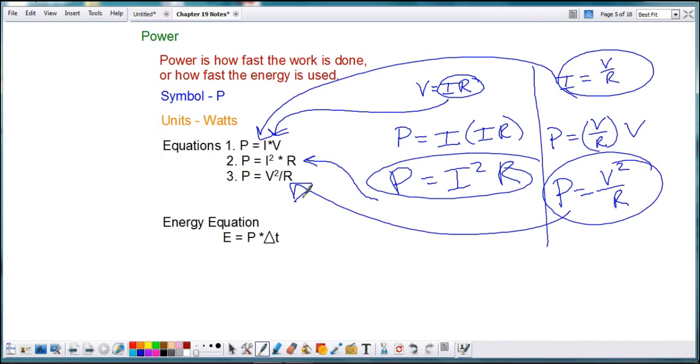Now, another thing we need to review here is our energy. Energy is going to be equal to power times the change in time. So if you have a powerful light bulb, like a 100-watt light bulb, and you leave it on for 24 hours, it's going to use a lot more energy than a 60-watt light bulb on for 24 hours. Now, that 100-watt light bulb definitely burns brighter, but it's also going to cost you more because you'll be using more energy.